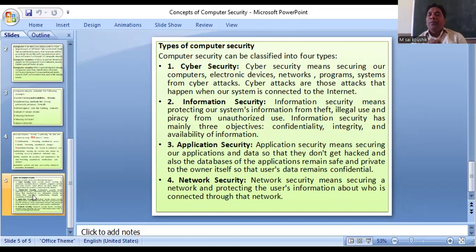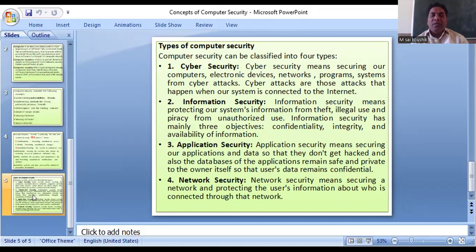As per computer terminology, computer security is classified into mainly 4 types. Number 1, cyber security. Number 2, information security. Number 3, application security. And number 4, network security. Did you see? Network security is a part of computer security. We have a special syllabus about network security, but it is a part of computer security. Without discussing computer security, how is it possible to discuss network security? We can't. So the types of computer security are classified into mainly 4 types.